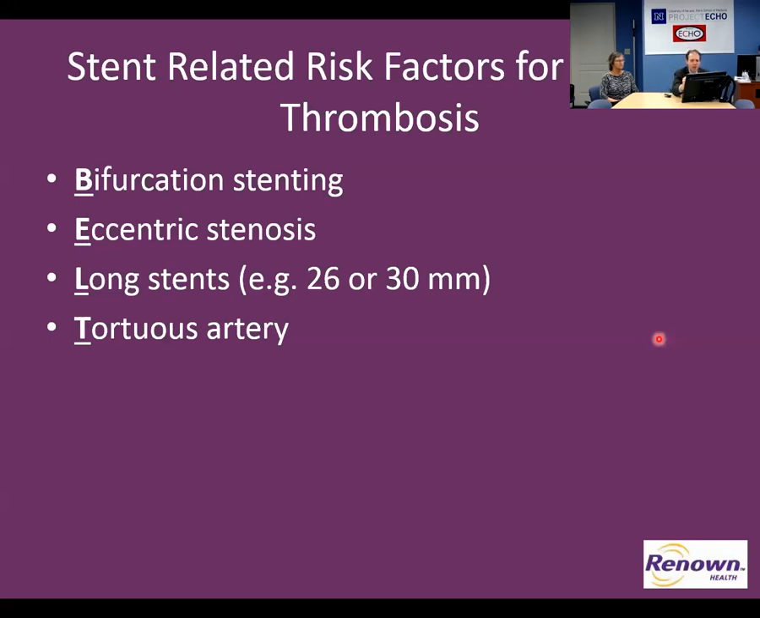So let's say you have an LAD and a diagonal and you need to do bifurcation stenting, that is a risk for stent thrombosis. If you have a very eccentric stenosis versus a candy wrapper stenosis, that's a risk. If you use a long area of artery that you stent, more than 26 or 30 millimeters, that's a risk for stent thrombosis.